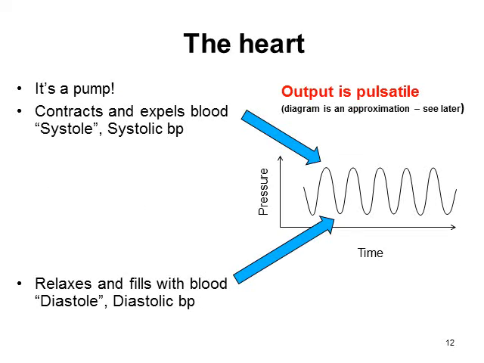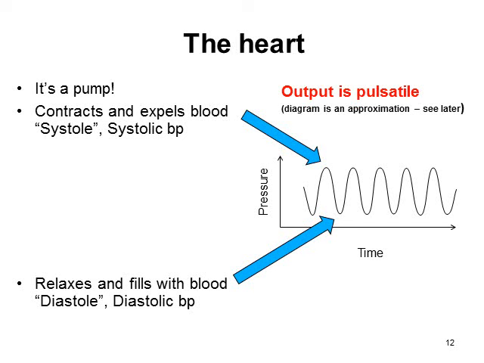Remember, the heart is a pump. It's the best pump known to man. It never tires. It contracts, and as it contracts, it expels blood. That causes an increase when you look at pressure over time. It's a pulse style graph, which means that the pressure increases and then decreases. The pressure increase is due to the contraction. We also call this systole or the systolic blood pressure.